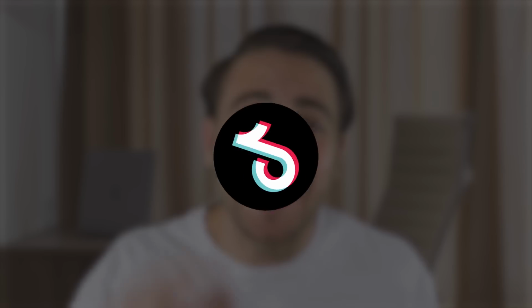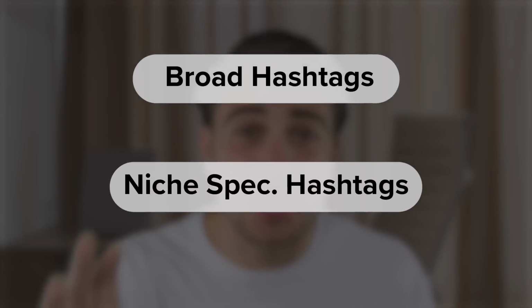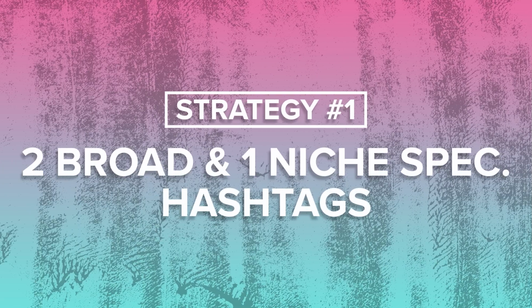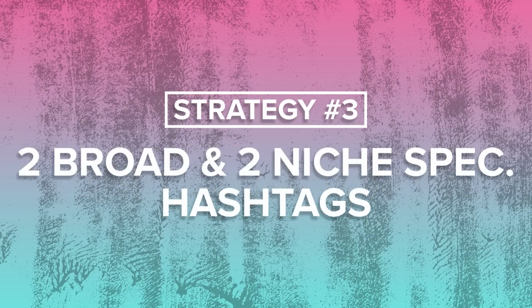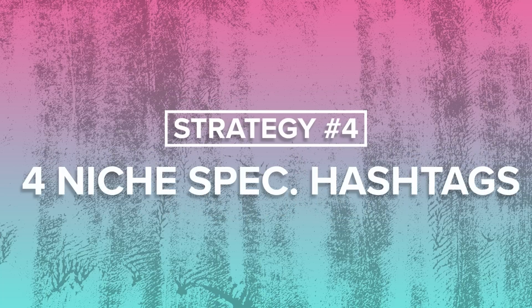First and foremost, TikTok has updated the hashtag strategies that you need to make sure that you're using, and they've basically made trending hashtags irrelevant unless you're actually participating in a trend. Right now, niche-specific hashtags and broad hashtags matter more than ever, and there are 4 different hashtag strategies that you need to make sure that you're implementing. The first one is 2 broad hashtags and 1 niche-specific hashtag. The second one is 2 broad hashtags. The third one, 2 broad hashtags and 2 niche-specific hashtags, and then finally, 4 niche-specific hashtags.